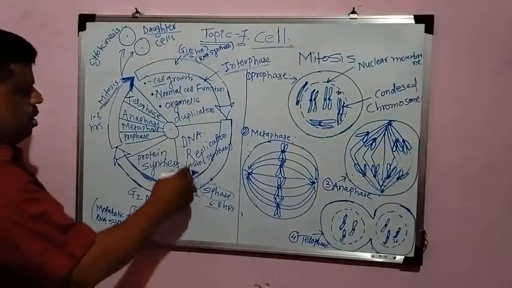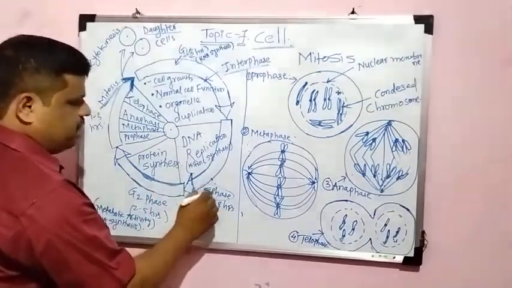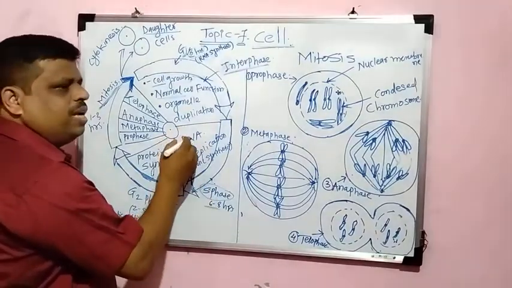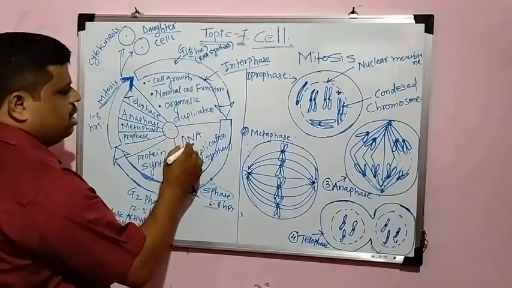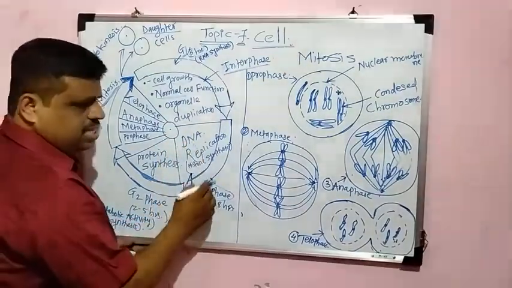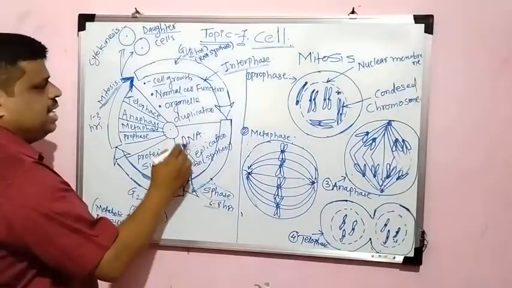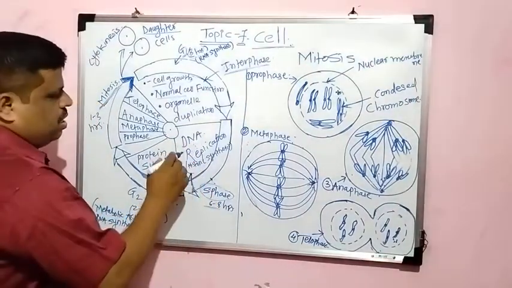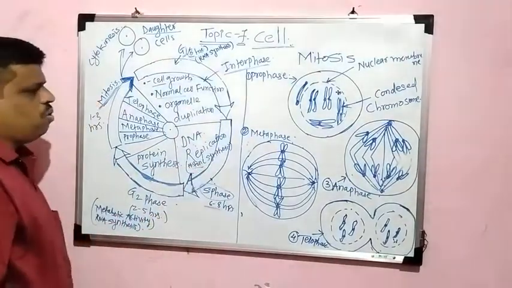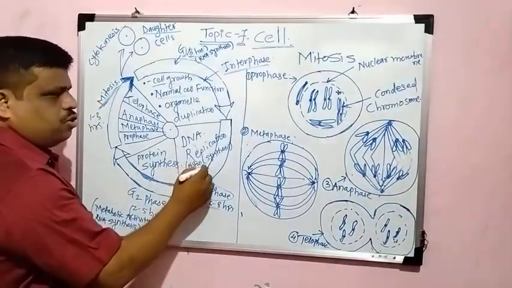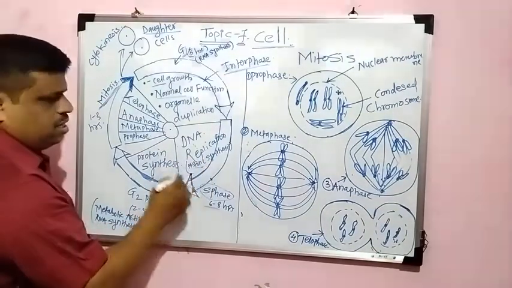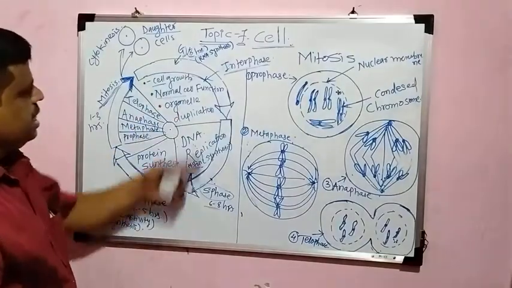This S phase is also called a synthesis phase because DNA duplication or replication takes place only in S phase. That's why this S phase is called a DNA replication phase. Simultaneously, histones are required for the duplication of DNA. So histones are also synthesized in this particular phase, that is S phase. So this is the most important phase of this cell cycle.